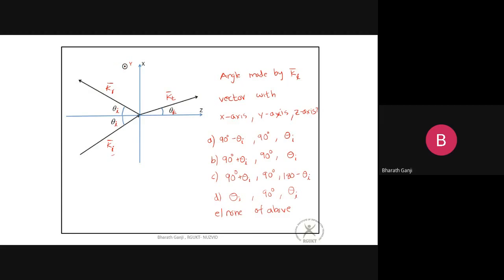Okay. So if you imagine that, because you are seeing this on your mobile phone or on the laptop screen, you can imagine that the y-axis is coming out of your laptop, or coming out of your mobile phone. And it is perpendicular to the screen which you are seeing. Right. So the question is, what is the angle made by the ki bar vector with the x axis, with the y axis, and with the z axis.